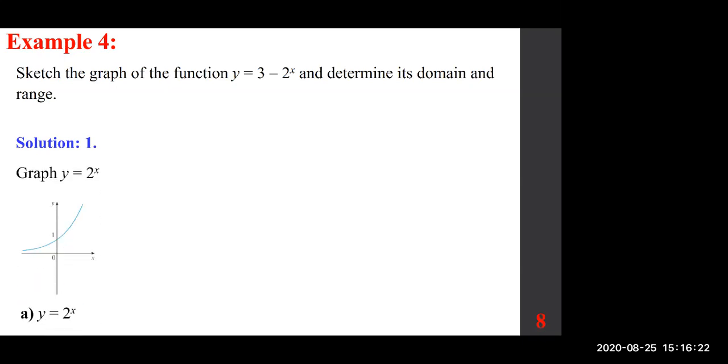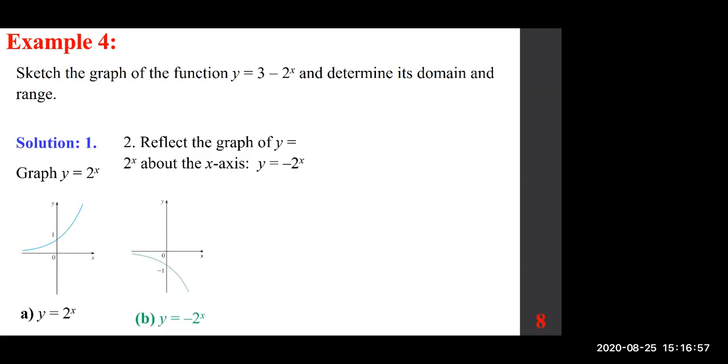It doesn't have to be perfect. If it's not to scale, so be it, a rough sketch. But what are the transformations we need to use? The next one, let's say this is y sub 1, then y sub 2 equals negative 2 to the power of x, which is the reflection about the x-axis. So we simply flip it over.